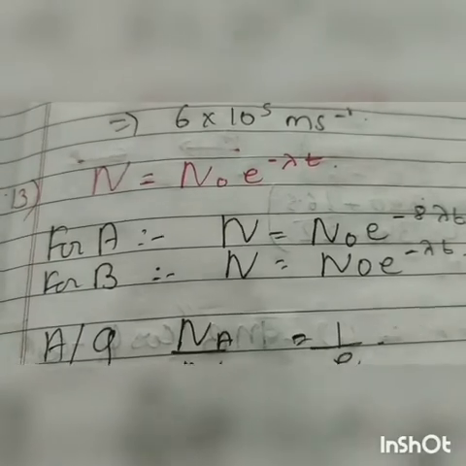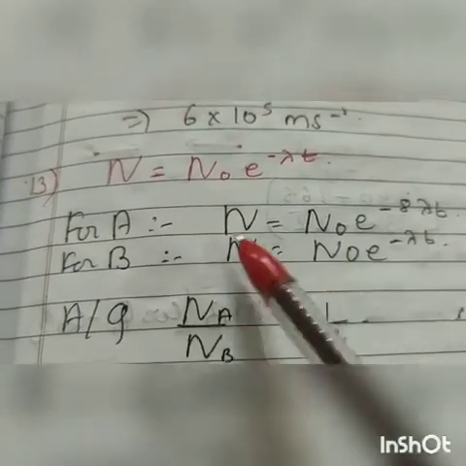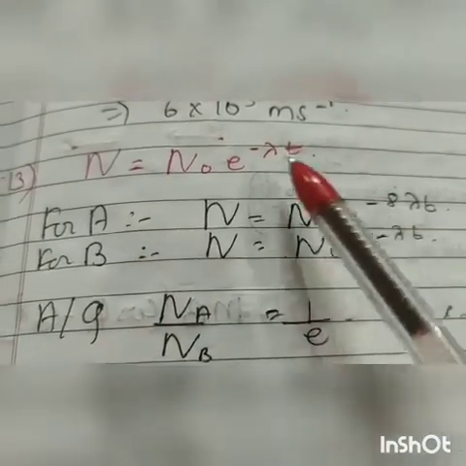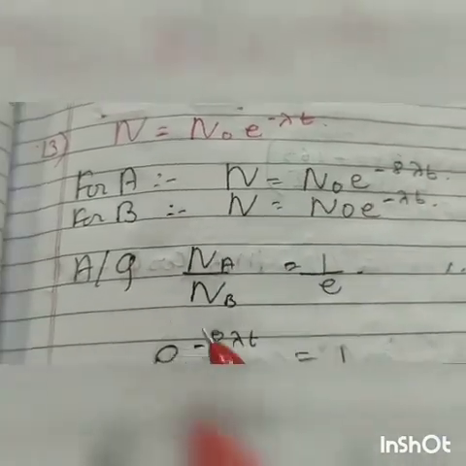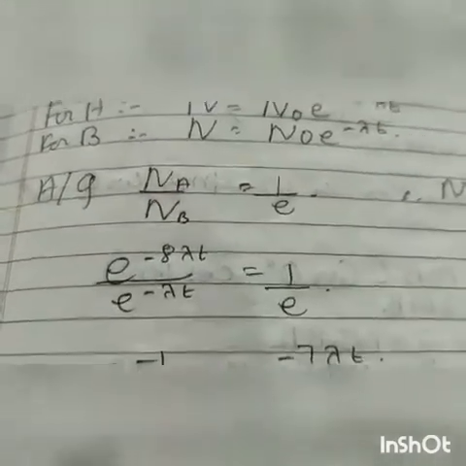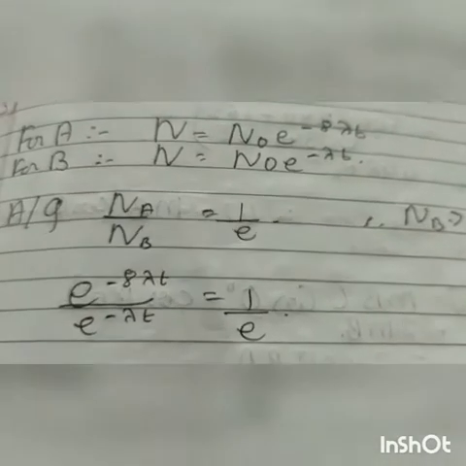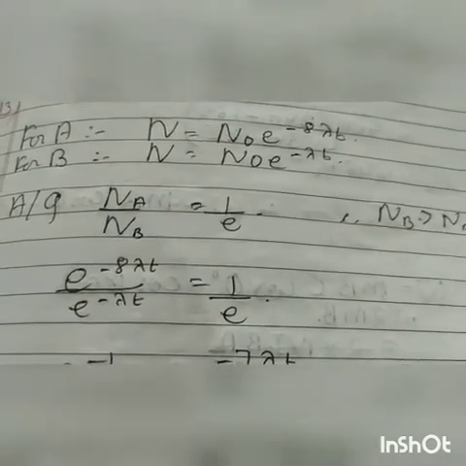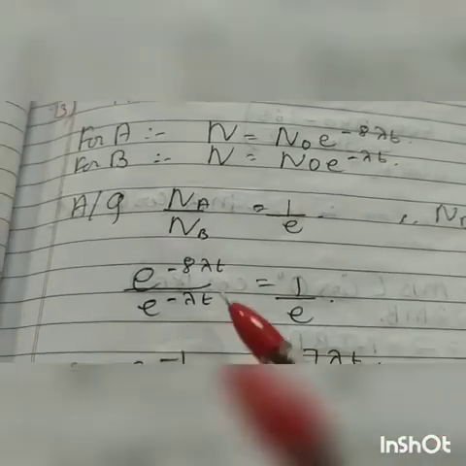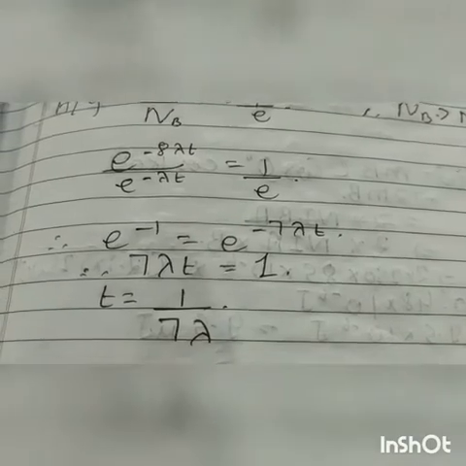So we know that N is N₀ e^(−λt). So here for A we will just put the values, 8λ. So according to the equation, Na/Nb is equal to 1/e. And it is also written that Nb is greater than Na. So we will just put the values and we get t is equal to 1/(7λ). Here the correct option is 1/(7λ).